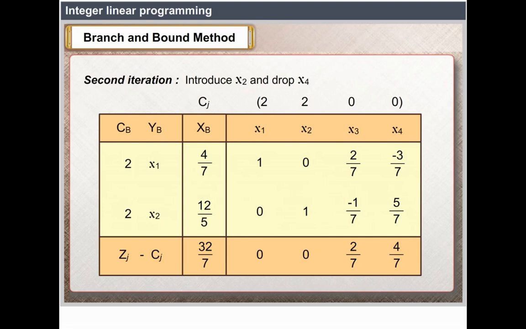Then the second row: 2 for CB, X2 for YB, 12 by 7 for XB, 0 for X1, 1 for X2, minus 1 by 7 for X3, 5 by 7 for X4. Then Zj minus Cj: 32 by 7 for XB, 0 for X1, 0 for X2, 2 by 7 for X3, 4 by 7 for X4. We know very well in Cj, we have to fill 2 for X1, 2 for X2, 0 for X3, 0 for X4.